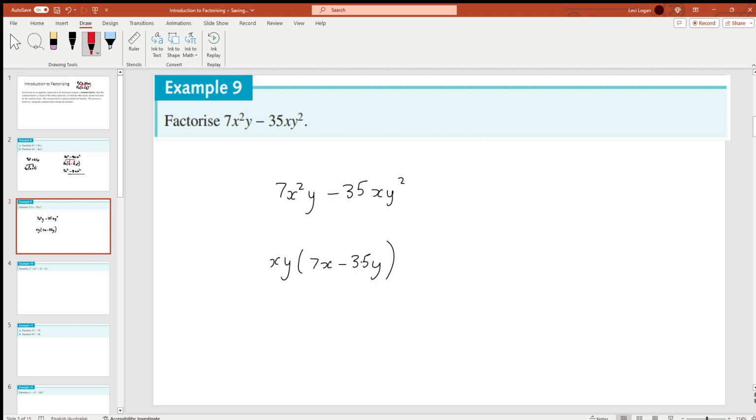So 7 is... 35 is also divisible by 7, so I can take out a factor of 7 as well. So if I take that out, that'll be 1. 35 divided by 7 is 5, I believe. So this is what we have when we fully factorize it out.